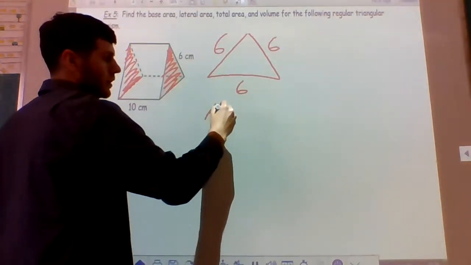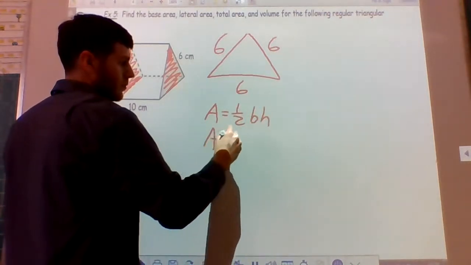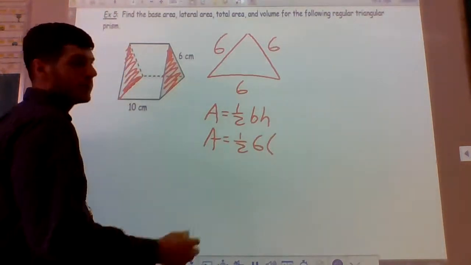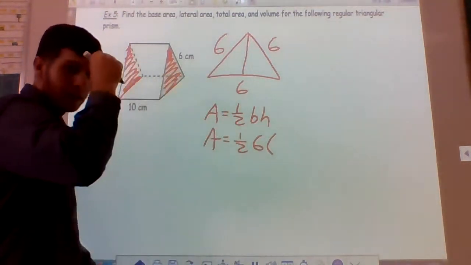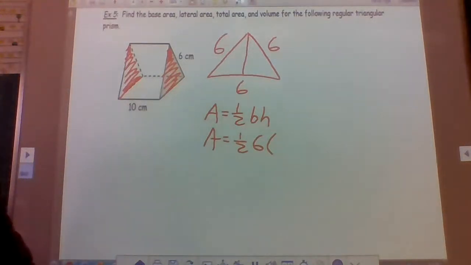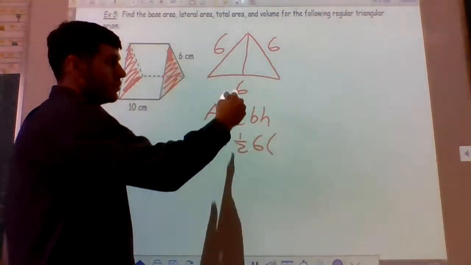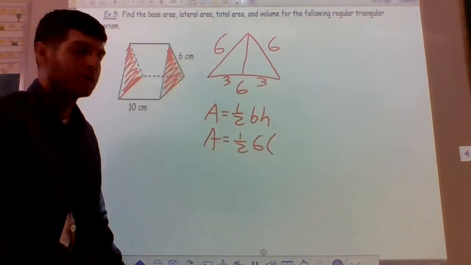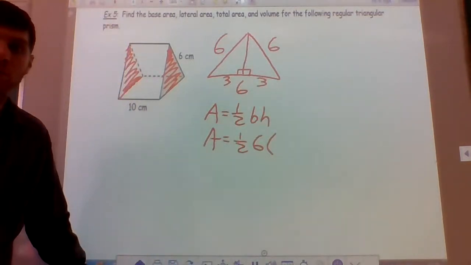The area of the triangles is 1/2 base times height. We know that the base is 6, but we don't know the height. To find the height, we need to drop an altitude. That altitude, since it's an equilateral triangle, it's equilateral because it's a regular triangle, is going to bisect the base. So it's going to split it into 3 and 3. It's also going to be perpendicular, so it's going to form right angles. If we have right angles, we have right triangles.